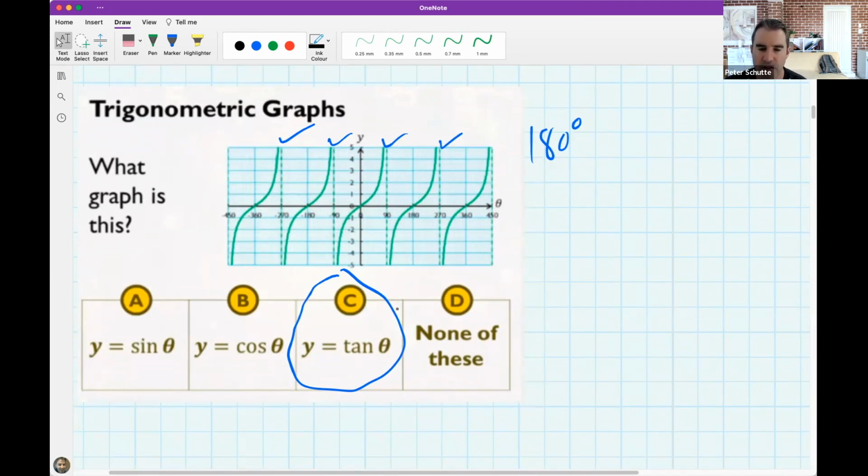Okay. Are there any questions about the tan graph? I'll give you a moment, and then we're going to move on.